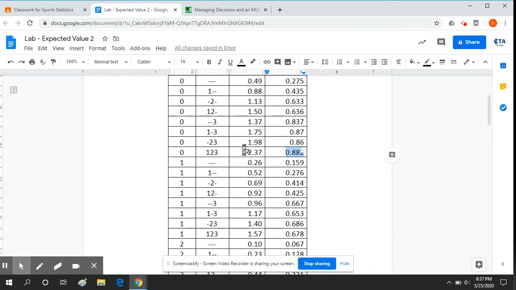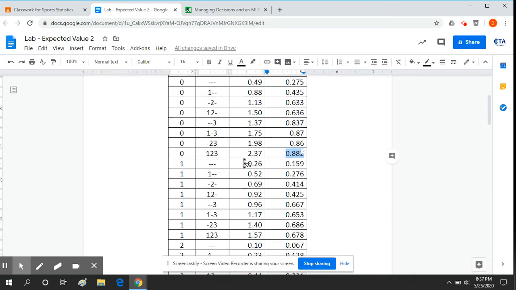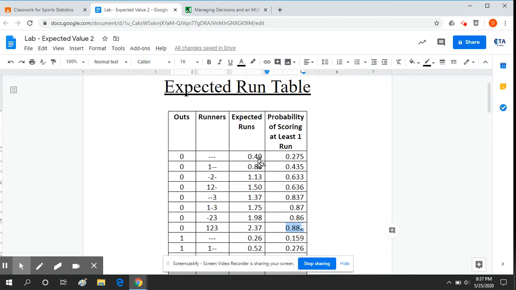There's all sorts of things that can sort of get you out of the inning and help you out there. All right, so this is the chart that we're going to be using to answer a lot of the different questions in the lab. And the lab is going to walk you through different scenarios the same way that the football lab walked you through different scenarios.